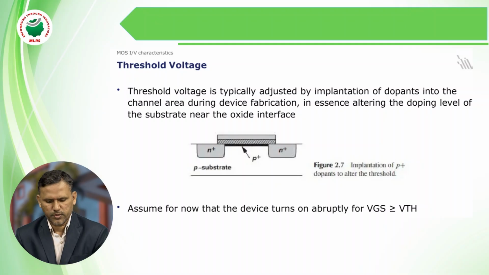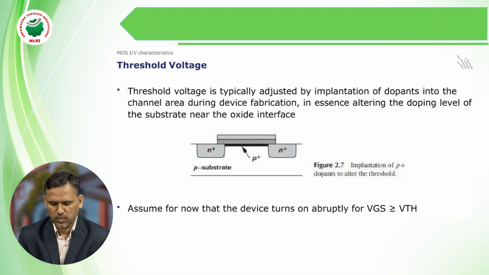Your threshold voltage is typically adjusted by implantation of doping into the channel area during fabrication. That means the threshold voltage strongly affects the operation of MOS devices. Let's say we want sufficient threshold voltage to develop a channel between the source and the drain. For that case, we add some dopants to the substrate. Then it can easily develop the channel between the source and the drain.